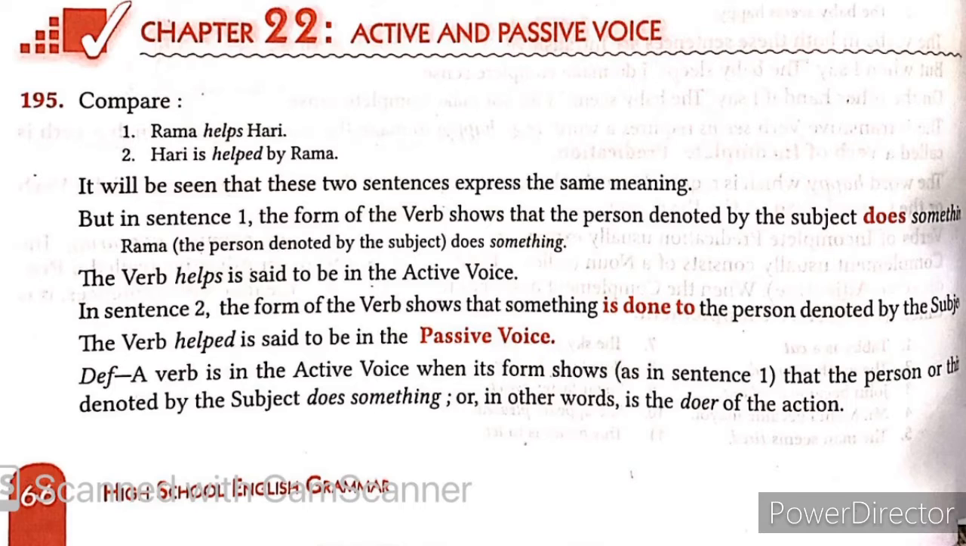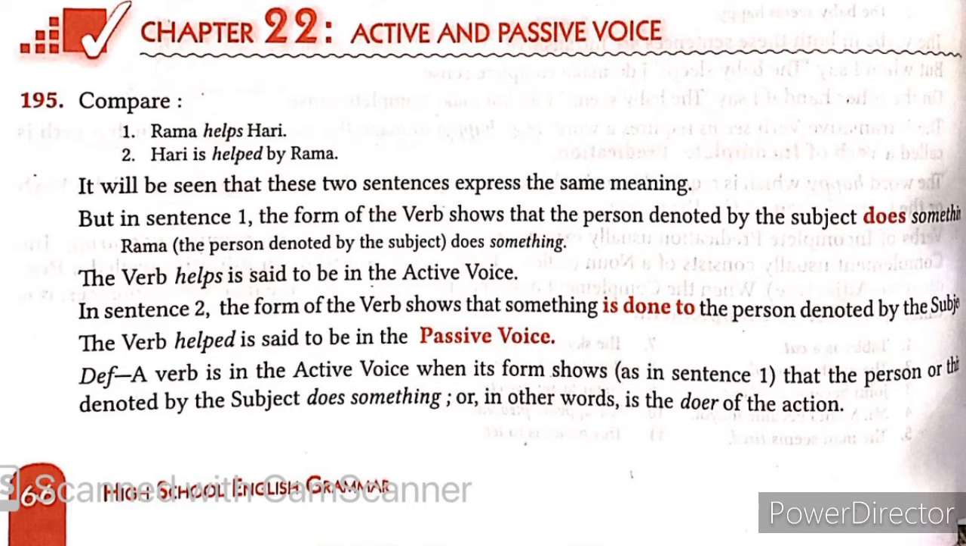For example, Ram helps Hari. So Ram is the subject over here. What is he doing? He is helping Hari. So Hari is a receiver who is receiving help from Ram. So Ram is the doer and Hari is the receiver. So Ram helps Hari. This sentence is active voice.